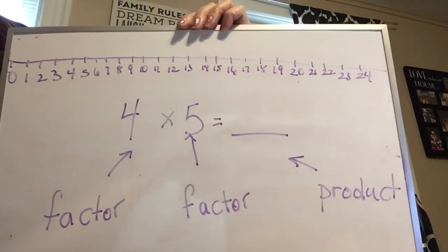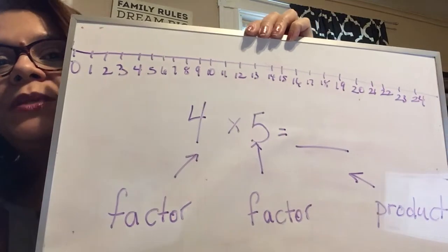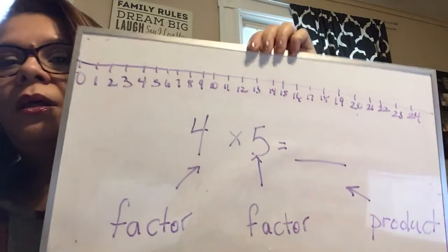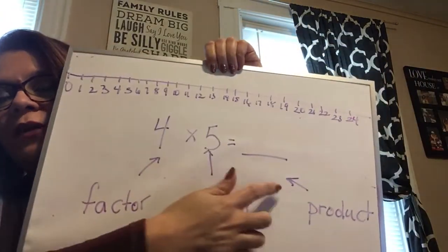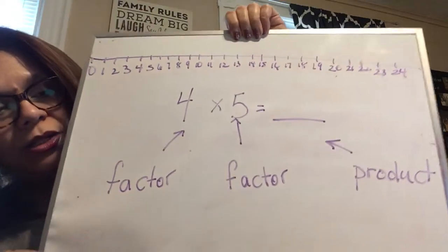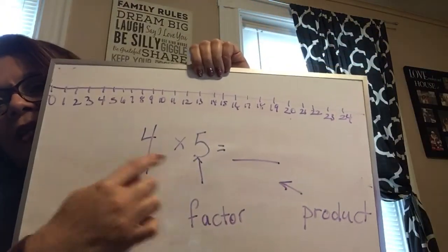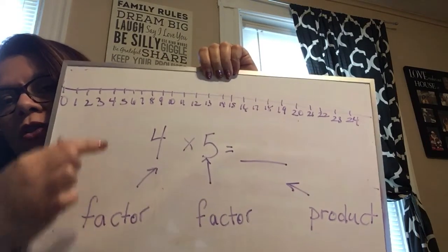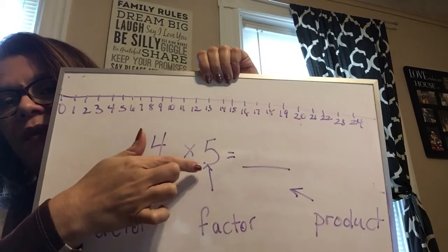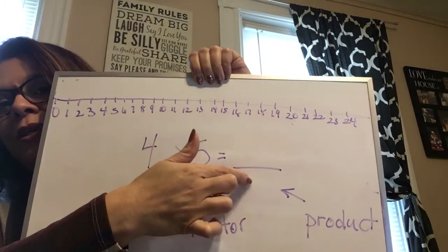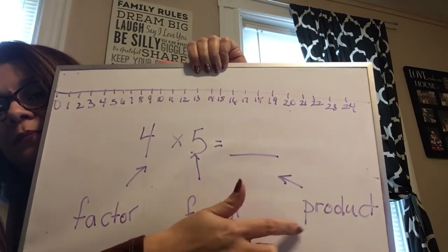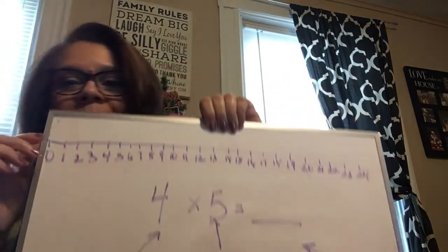And I have here a number line starting from 0, and I was able to do it until 24. And let's review what these parts of a multiplication equation are called. Don't forget, each number that you multiply are called what? Factors. So here 4 is a factor and 5 is a factor. And the answer to any multiplication problem is called a product. And that's what we're going to solve today.